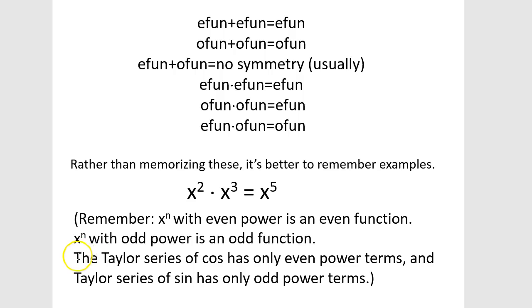Now, in addition, think about the Taylor series of the cosine. Cosine's Taylor series starts with 1, then minus 1/2 x squared plus 1 over 24 x to the fourth, and so on, right? So if you look at the Taylor series of cosine and sine, you can see that the Taylor series of cosine has only even power terms, and the Taylor series of sine has only odd power terms. And that's another way to see why cosine and sine are even and odd individually in each case.